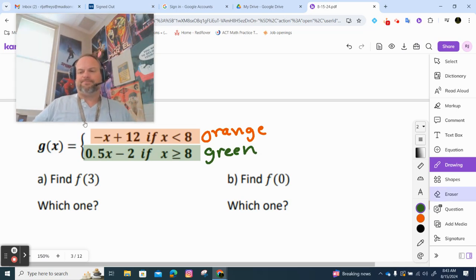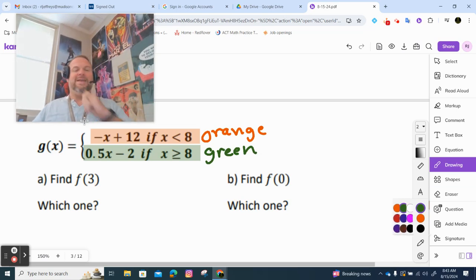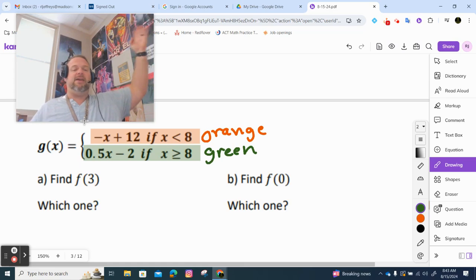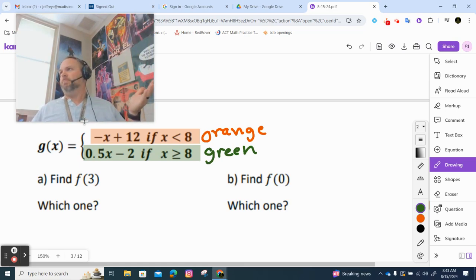All right. So we are going to use the orange one if this is negative x. We're going to use this one if x is less than 8. Okay. We're going to use this one if x is greater than 8. Okay. That's it.